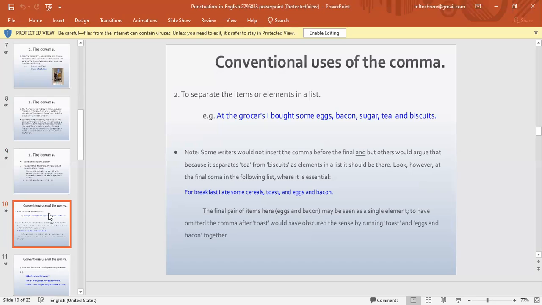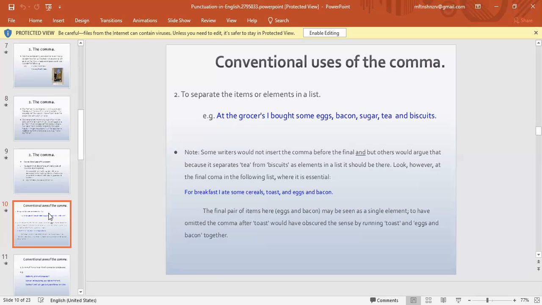Second one is in order to separate the items or elements in a list. At the grocer's, I bought some eggs, bacon, sugar, tea, and biscuits. Note, some writers wouldn't insert the comma before the final and, but others would argue that because it separates tea from biscuits as elements in a list, it should be there.